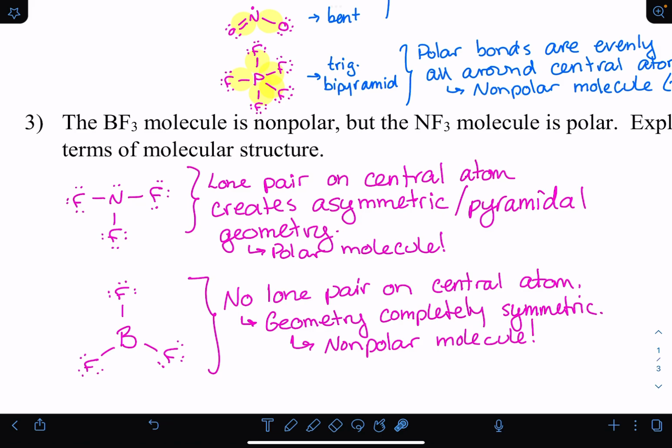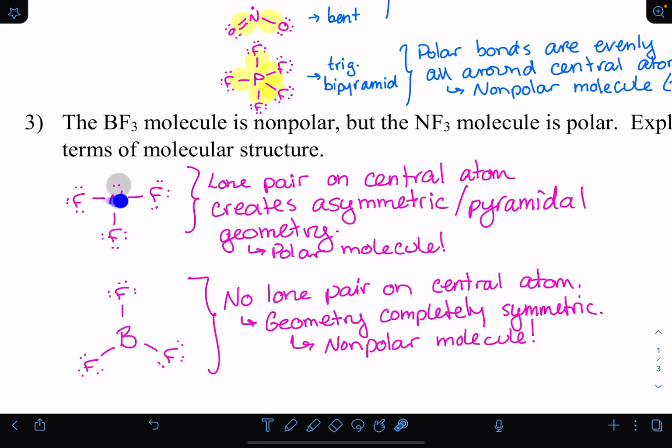So rather than trying to just describe in words what is going on here, just drawing quick Lewis structures for both of these, I can easily point to the fact that this has a lone pair on it. NF3 has a lone pair on the central atom, and that is what is affecting the geometry.